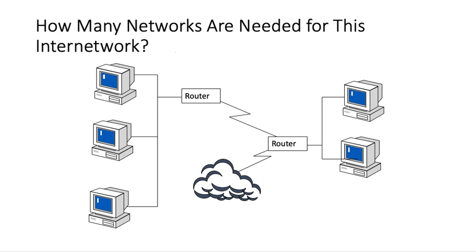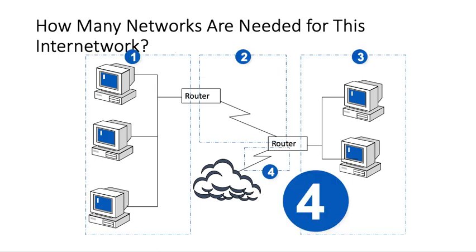Here is a different question. How many networks are needed in this internetwork? Pause and think about that and see if you can determine that. Okay, you can see that there are 4 here. Over here you have network 1, which is on one side of the router. We have a different network between these two. A different network over here, network 3, which is on this side of the router, and between this router and probably the internet, we have another network.